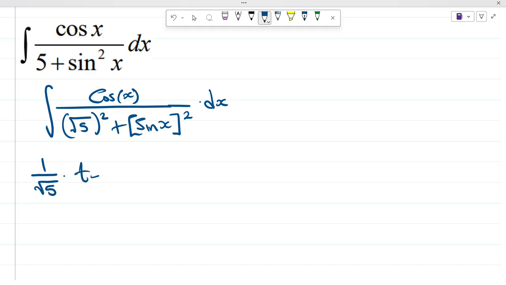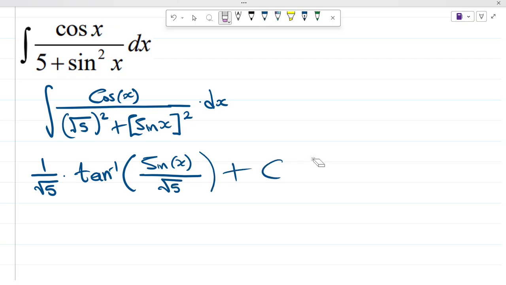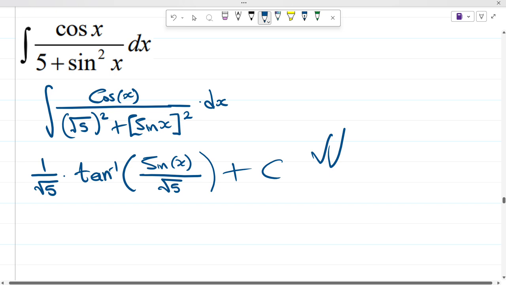and then tan inverse of what? Of f of x, which is sine x in this case, divided by a, which is the square root of 5, and then plus c. Ta-da! You have the answer. That's just it. Makes sense, right? That's basically what you are supposed to do.